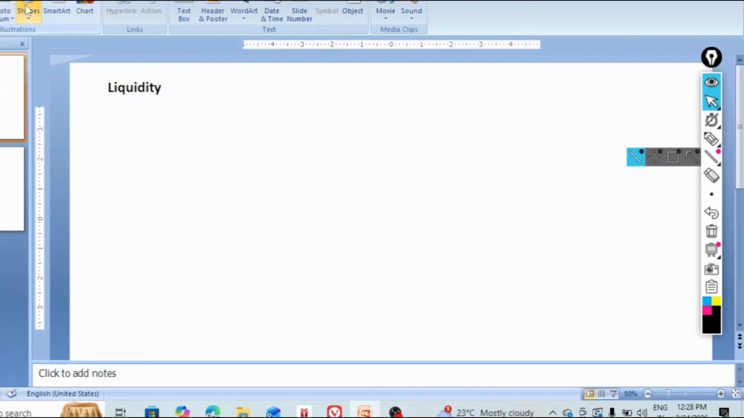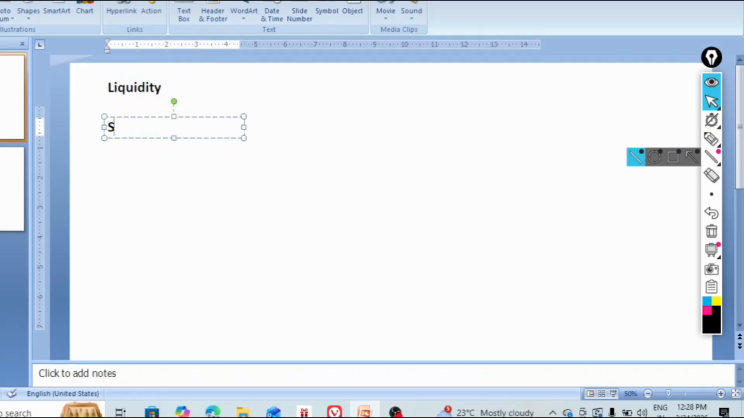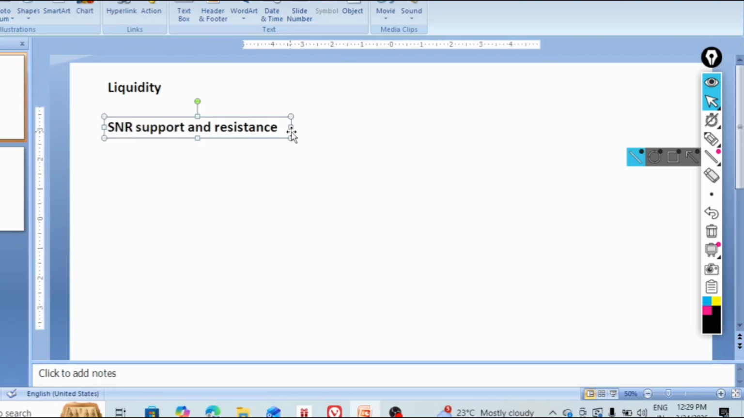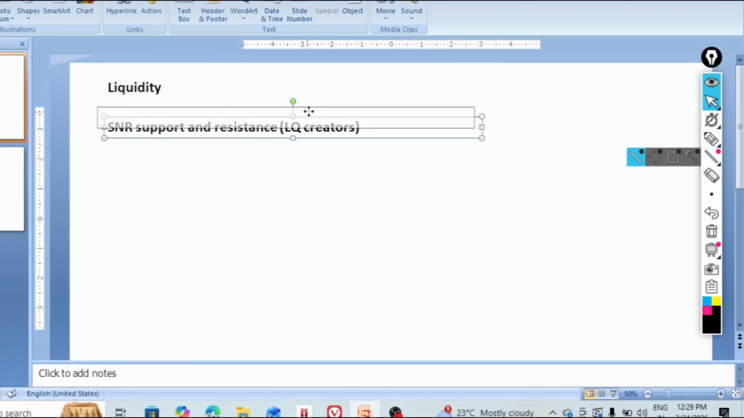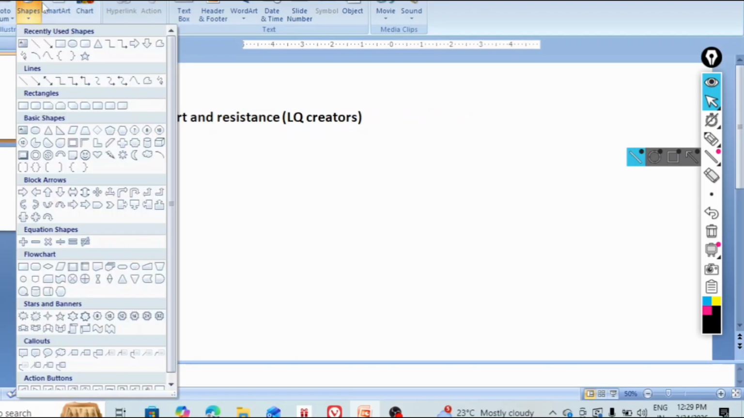And then also support and resistance. Support and resistance, SNR, are liquidity creators. They are not the liquidity level. They are liquidity creators. Let me explain how support and resistance create the liquidity.